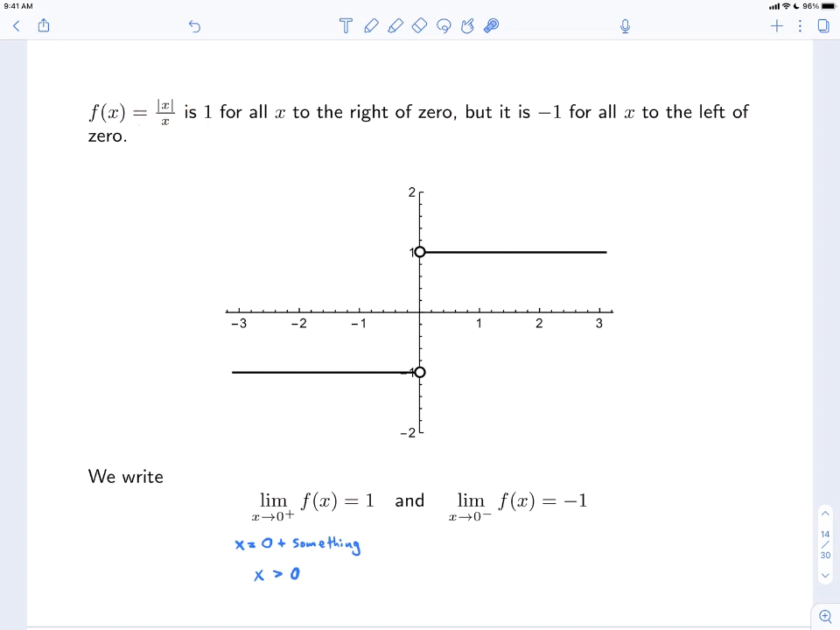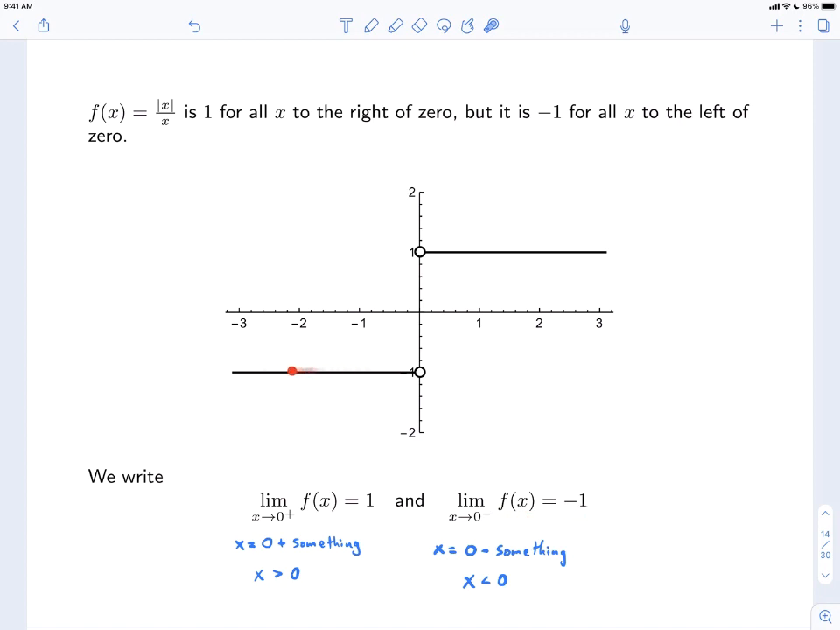Now, on the other hand, if you're looking at numbers to the left of 0, that's the limit as x approaches 0 from the minus side, or x approaches 0 to the minus. So again, this just means x is equal to 0 minus something, but what that really means is that x is less than 0. So if your x is less than 0, then you're on the left. So you're looking at x values that are to the left of 0. And in that case, all of your outputs are minus 1. So we say that the limit as x approaches 0 from the left side of f of x is going to be equal to minus 1.